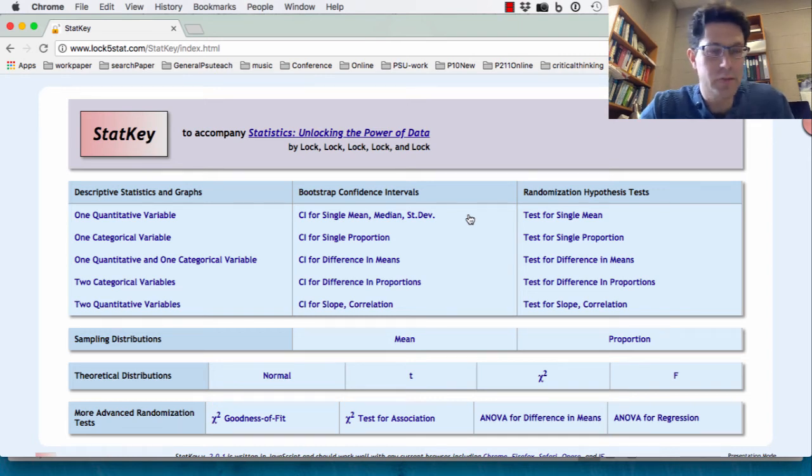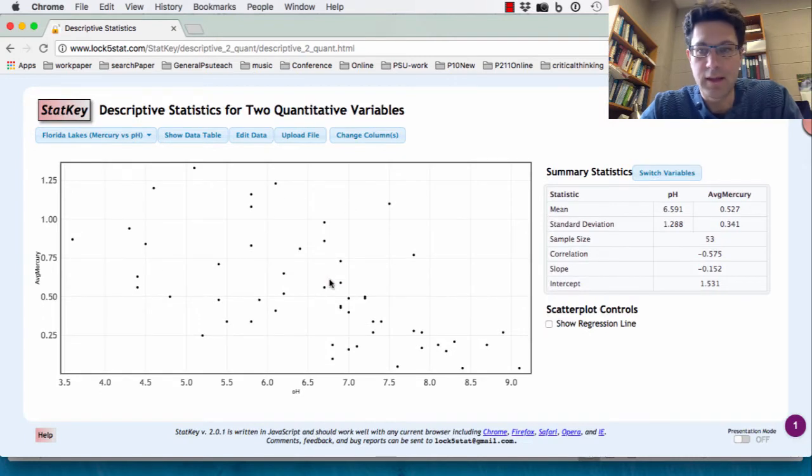Hi everyone, let me illustrate how we use StatKey to look at correlations between two quantitative variables. So we're in StatKey here. Where we're going to go is this two quantitative variable option. Again, this always comes with a bunch of data, but we're going to use our own data.